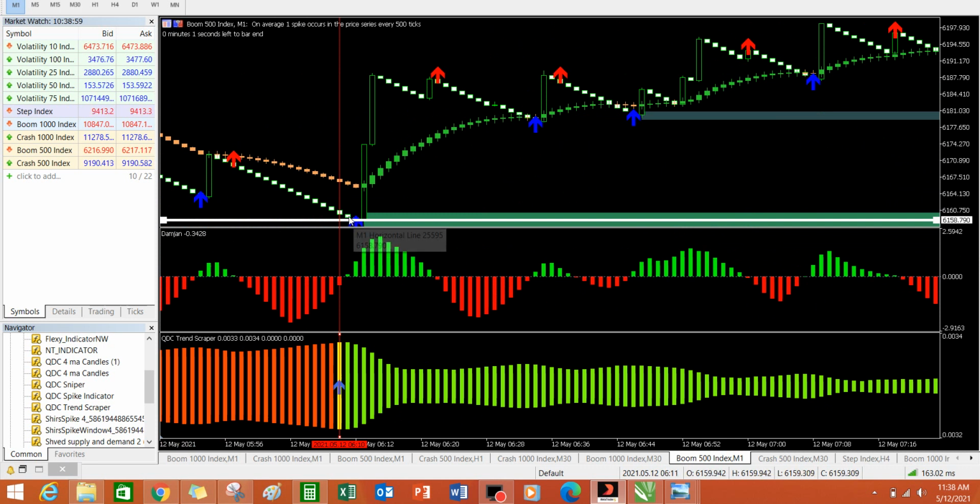For instance, you place your order here, you got these two spikes, you are in profit already. You can close your trade here, wait for another buy opportunity, then you place your order, then you get your profit again. So that is how amazing this strategy is.